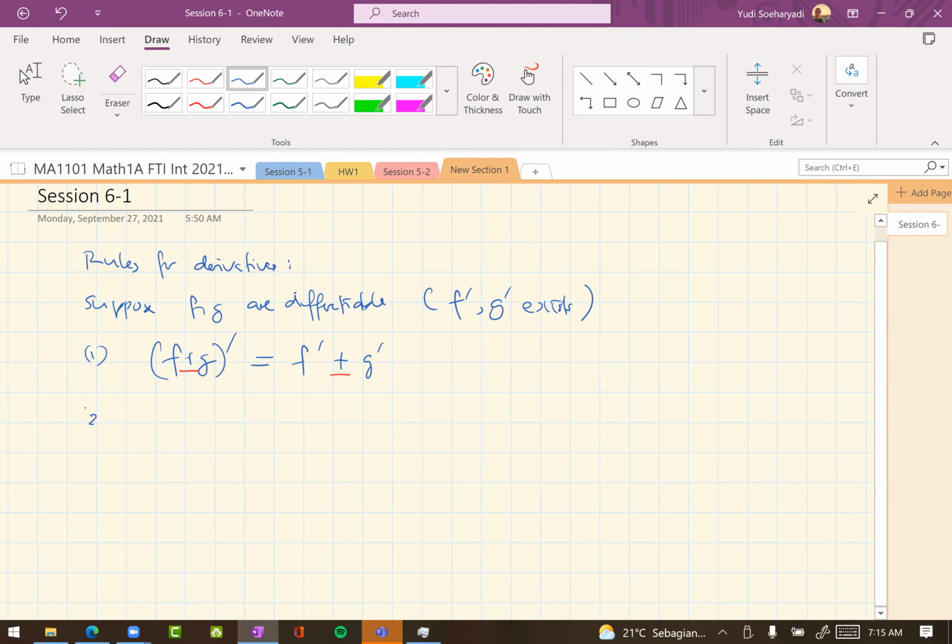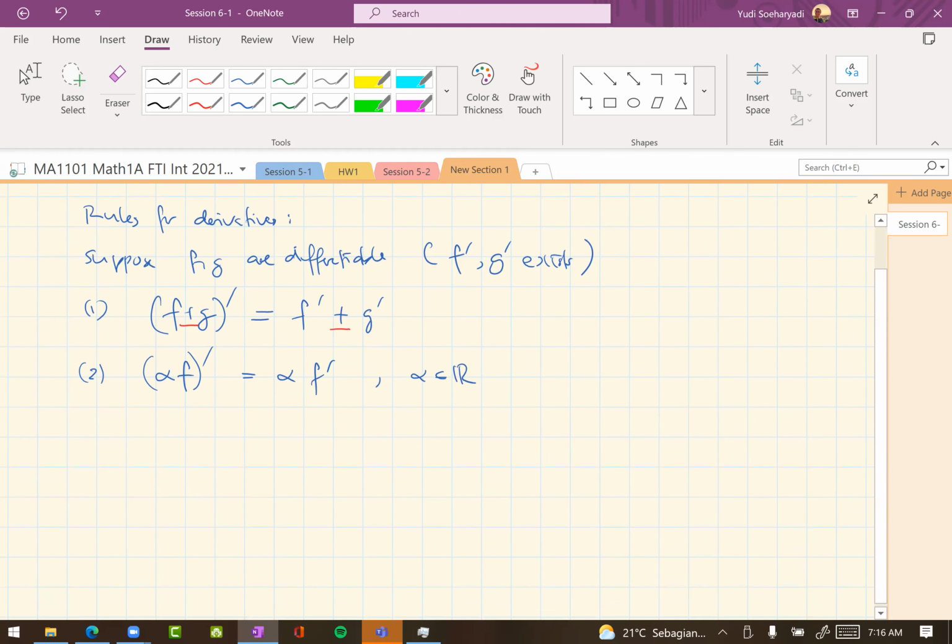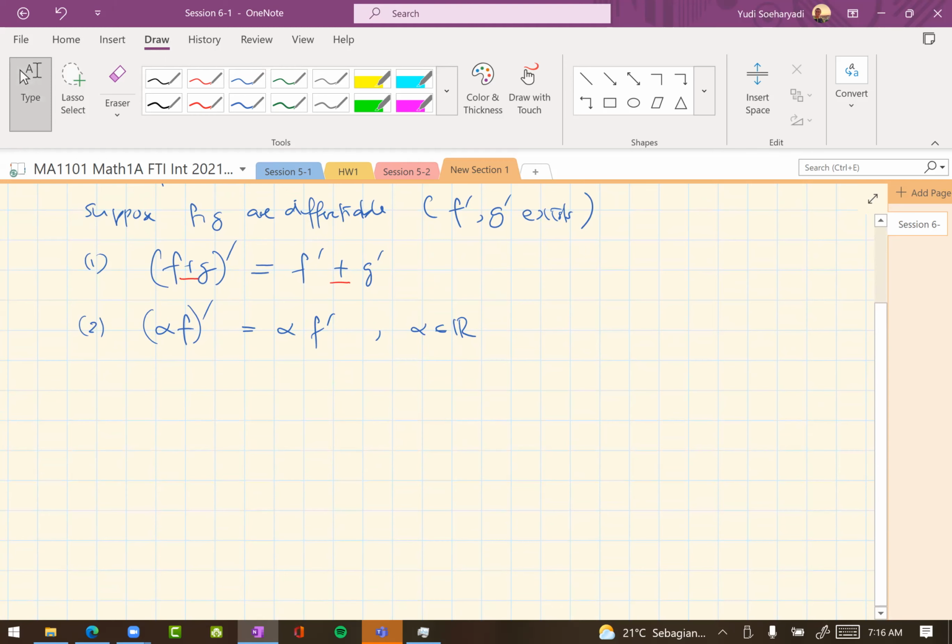And then second, if you have a function f and take a multiple alpha, then you take the derivative. It amounts to taking the derivative of f first and then multiplying by alpha. But what about multiplication? Now multiplication is a bit different.